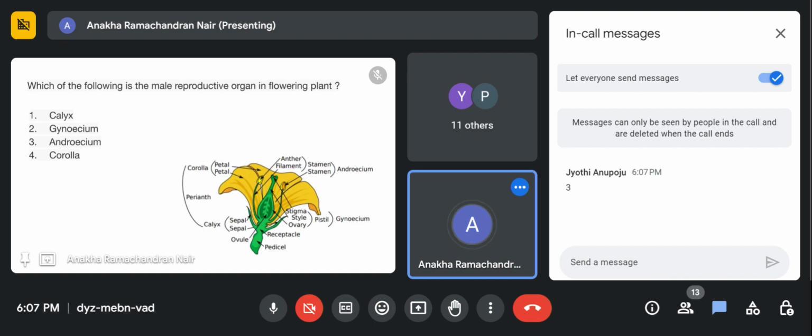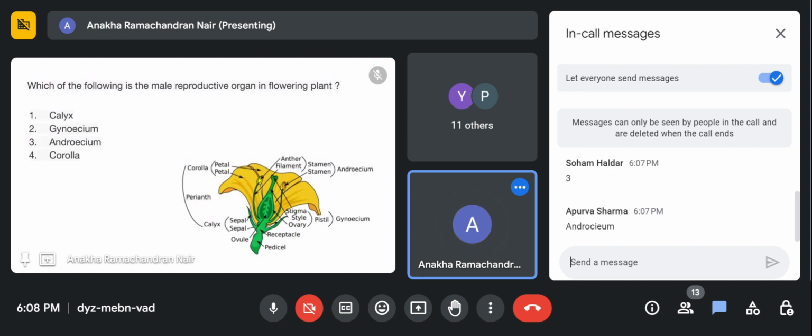So, Jyoti says three, and that is the correct answer for this question. The answer is androecium. So this portion of the flower, which has the stamen and the anther, is called androecium, and that is the male reproductive organ in the flowering plant. So great for you guys. So I'm assuming no one has a doubt in it. Just stop me if you have any doubts in the answers, or in the question itself. Until you tell me, I'll keep moving on to the next question.